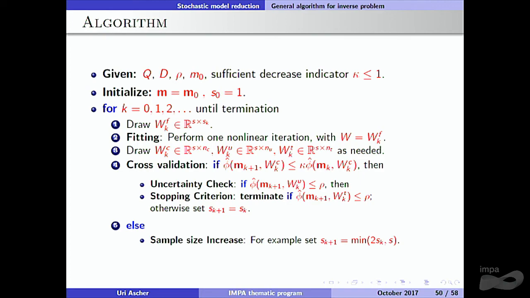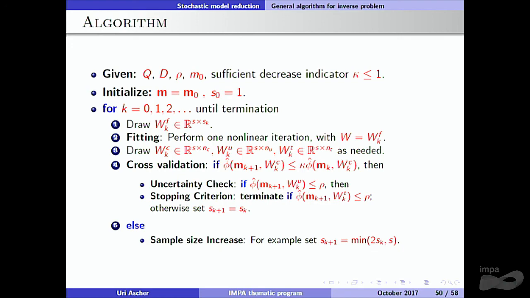So if yes, then we do an uncertainty check. So we are now assuming that phi hat at m sub k plus 1 is smaller than phi hat at m sub k based on the control group. And so now we look at another group, another drawing of n sub u vectors, and we check whether the unbiased estimator is less than or equal to the tolerance. If it is, we look also at another set, and if both of them are below rho, we say we stop. Otherwise, if they do not agree, then we merely iterate, but we do not decrease the sample size.